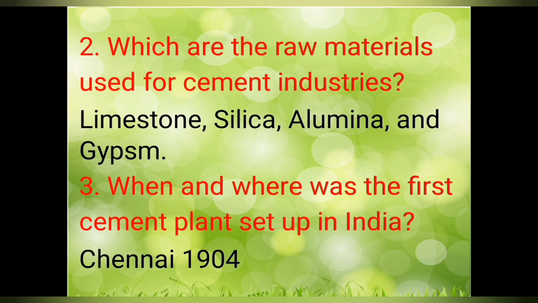The answer: limestone, silica, alumina and gypsum. Limestone, silica, alumina and gypsum. Next, when and where was the first cement plant set up in India? It is in Chennai in 1904.